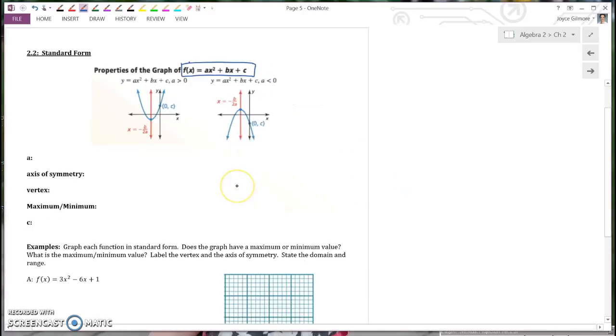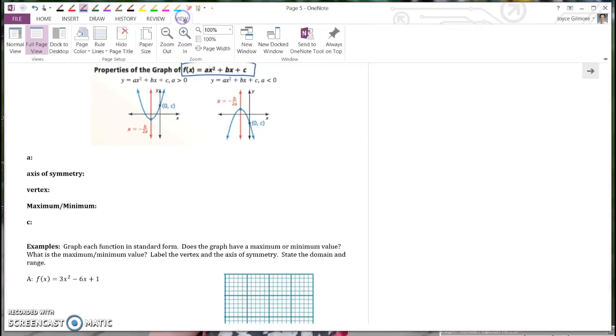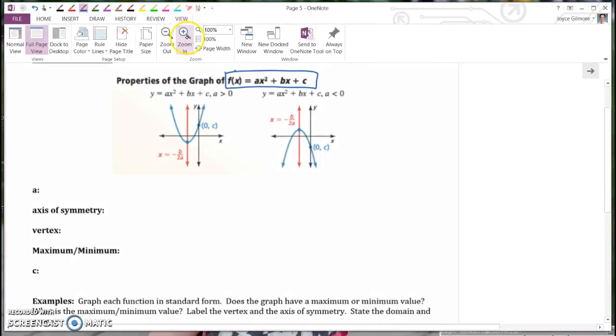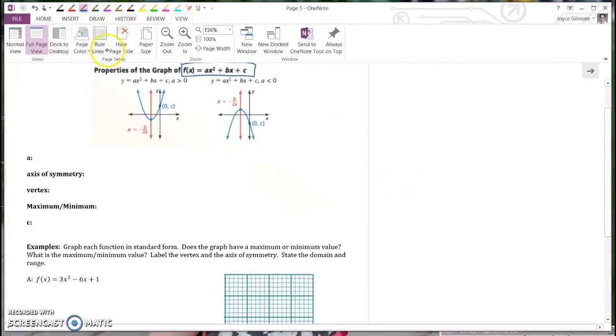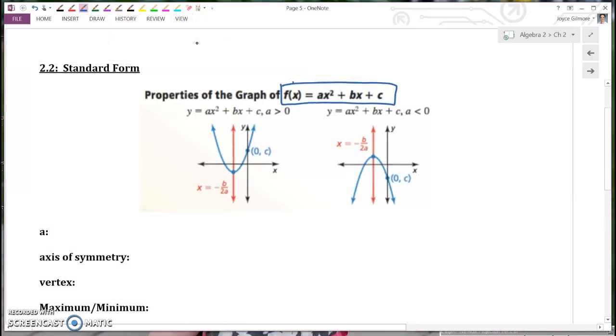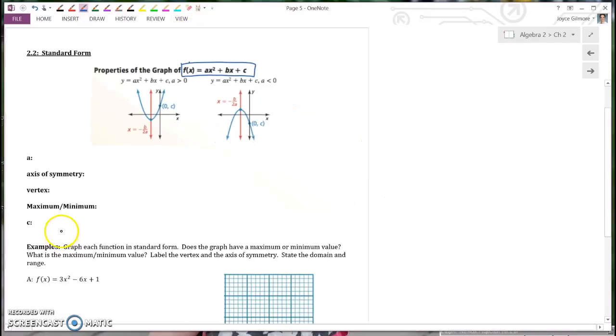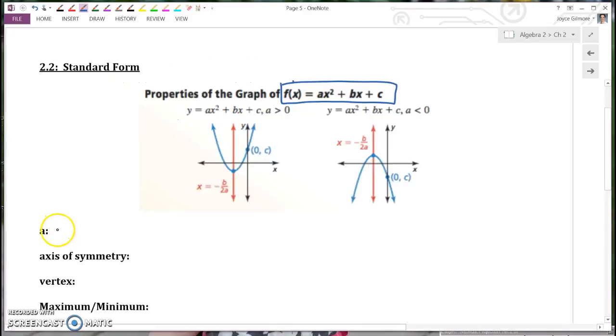Some of them open up, some of them open down. The a value, just like with vertex form, tells you whether the graph is going to open upward or downward. If a is positive, the graph opens upward, like the graph that you see on the left. And notice they even say that right here. A is greater than 0, it opens upward. If a is negative, the graph opens down, just like the graph on the right.